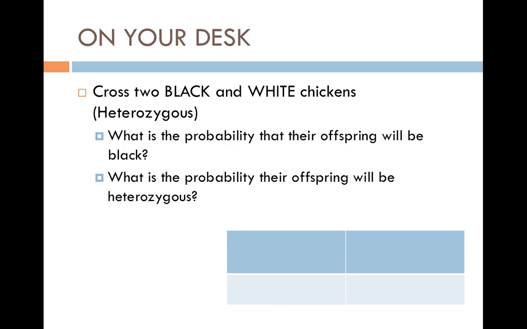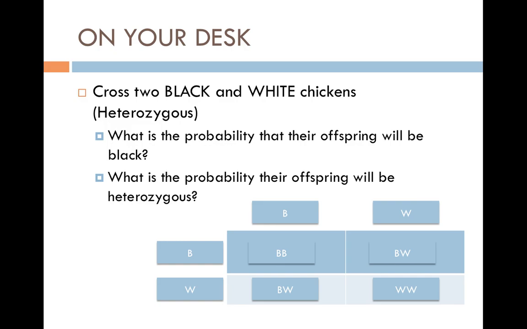Okay, let's check our work. So here are the parents. They are both heterozygous, so a B and a W across the top and a B and a W down the side. And if we did it correctly, this is what we should see as the possible combinations every time these chickens have offspring.